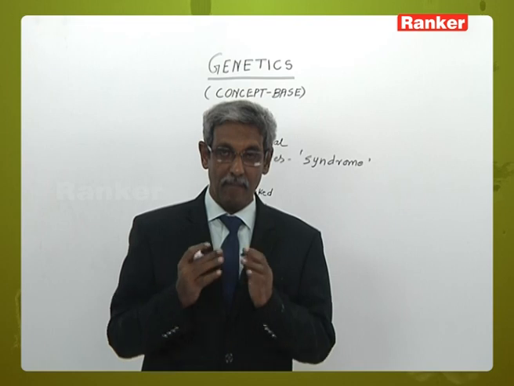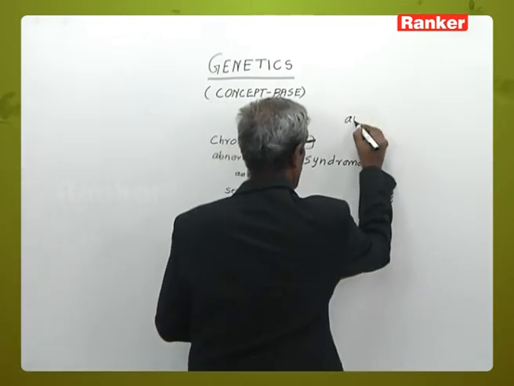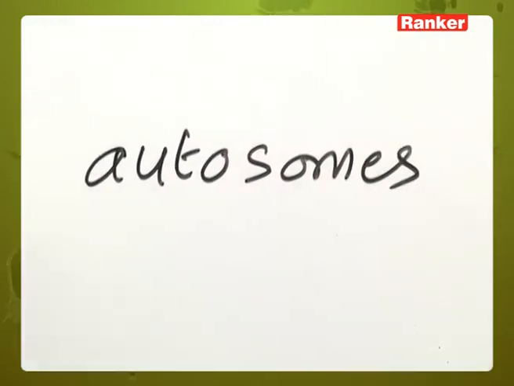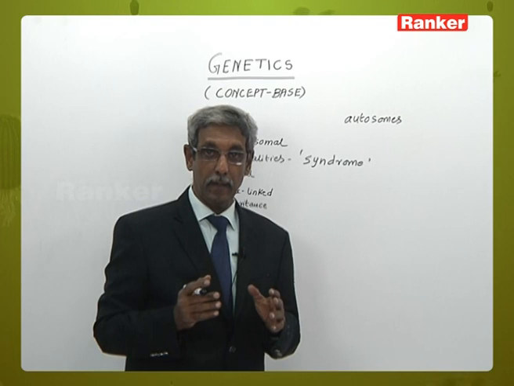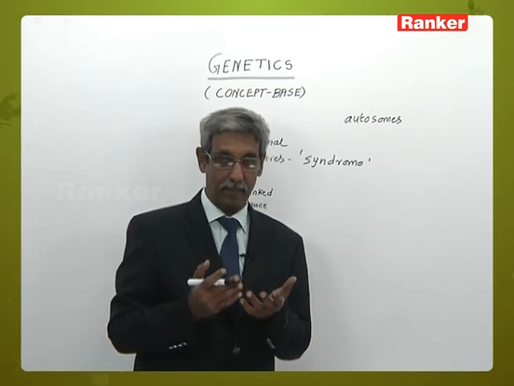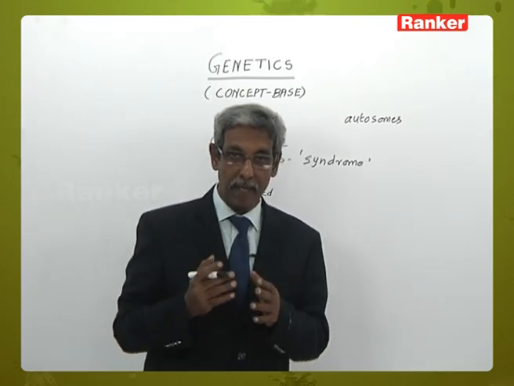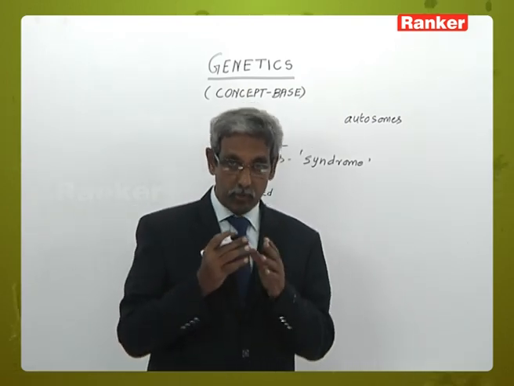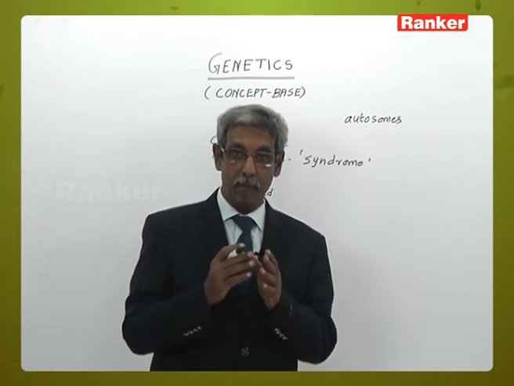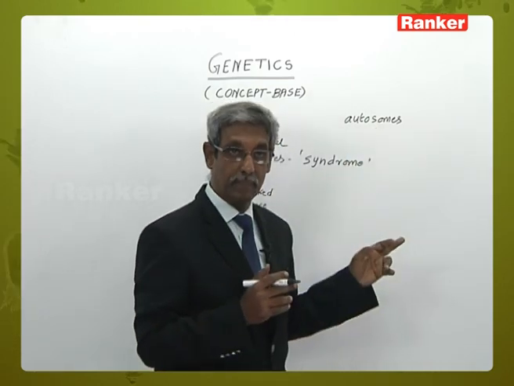That is, when we take the autosomes, the autosomes are the somatic complement of any particular cell. If you take a normal human being, we have 46 chromosomes. We have 22 pairs of chromosomes and they constitute the autosomes.